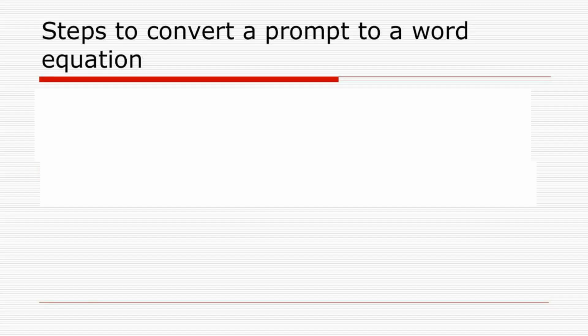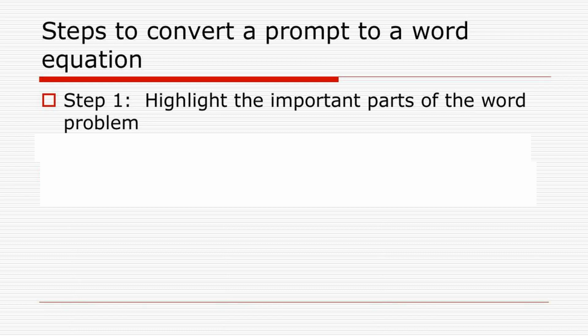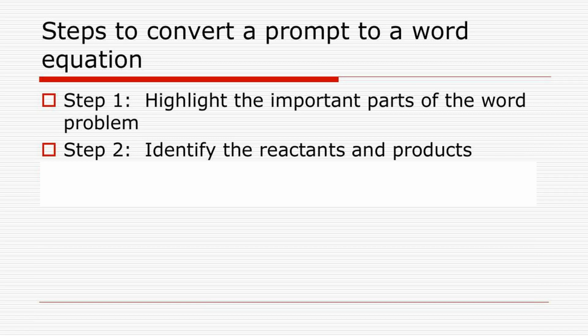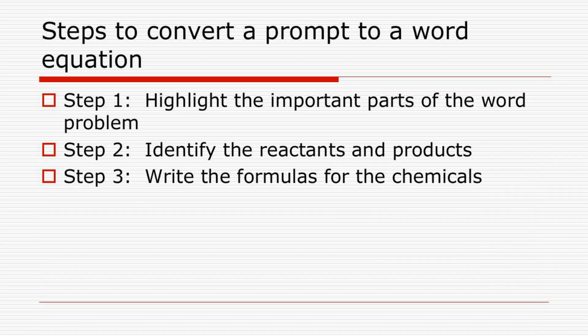So, steps to convert a prompt to a word equation. Sometimes you'll be given a word problem and we need to write a word equation from it. So we highlight the important parts of the word problem. We identify the reactants, we identify the products, and we write the formulas for the chemicals. All right, or we write the names of those chemical formulas.